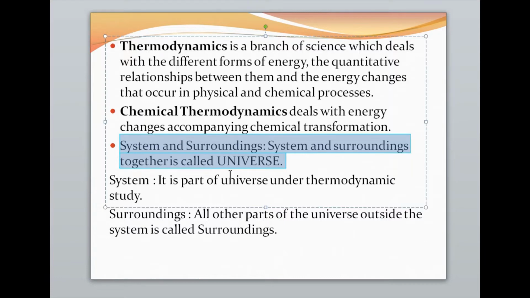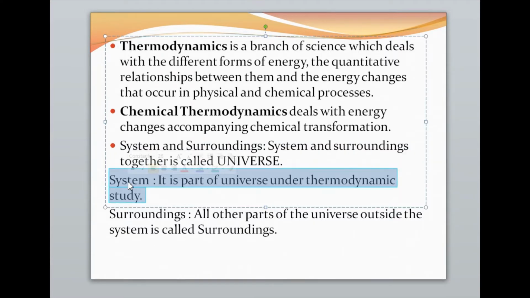Now there are two important terms that we'll be looking at in this chapter, that is system and surroundings. Now what is system and what is surrounding? System and surroundings together is called universe. Now what is system? System is the part of the universe under thermodynamic study, and surroundings is all other parts of the universe outside the system. Now you would be wondering what this system and surrounding exactly is. I'll give an example, my dear students.